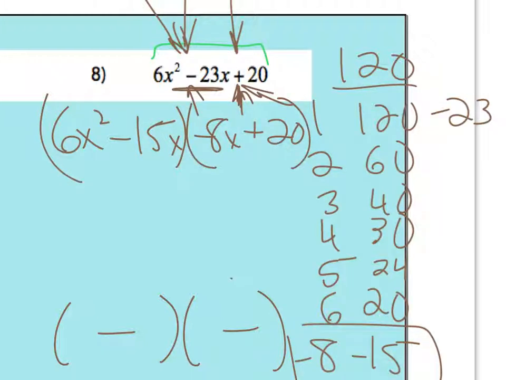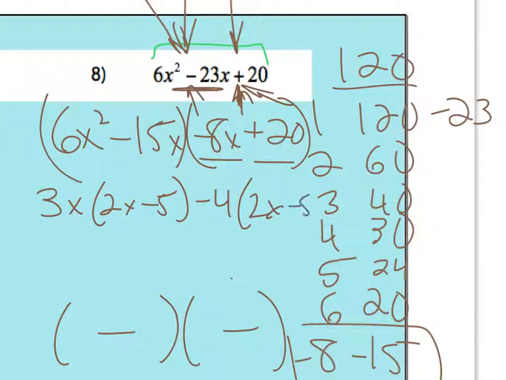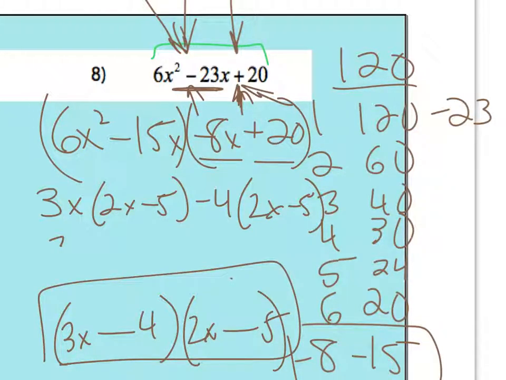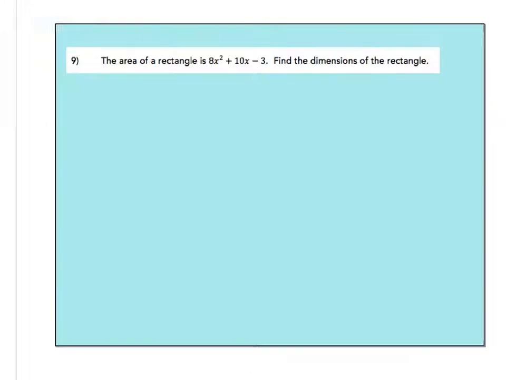So let's take a look. So when I solve, here I'd pull out 3x. You'd be left with 2x minus 5. Here I'm going to pull out negative 4, left with 2x minus 5. So take a look at what I got. I've got 3x minus 4, 2x minus 5. There's my answer.